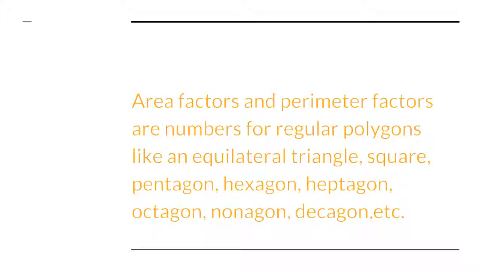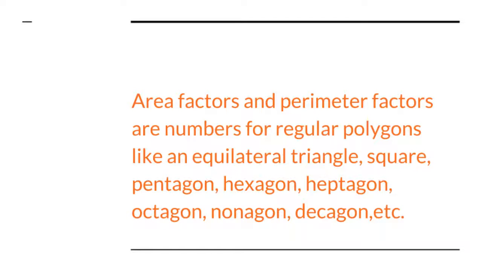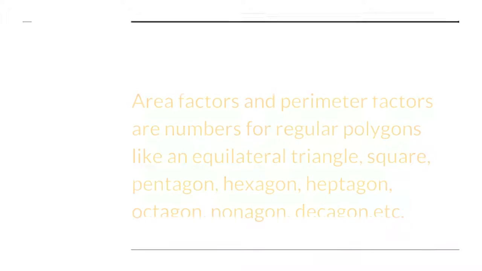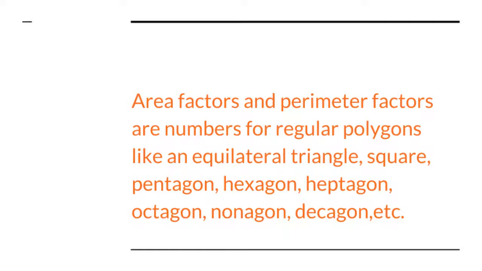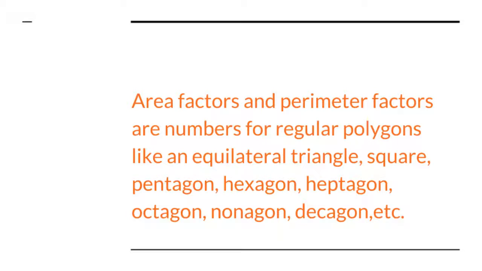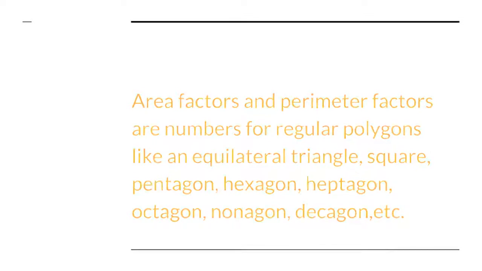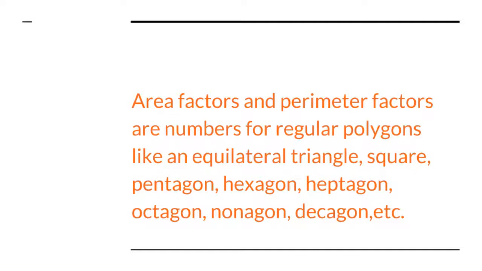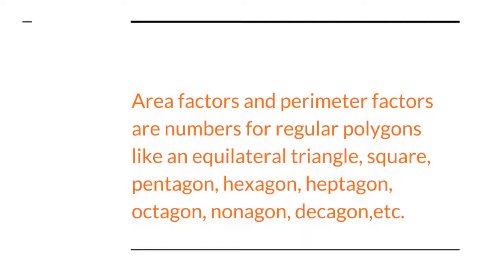Area factors and perimeter factors are numbers for regular polygons like an equilateral triangle, square, pentagon, hexagon, heptagon, octagon, nonagon, and decagon, etc. These factors work for regular polygons. We usually find area and perimeter for different two-dimensional objects.